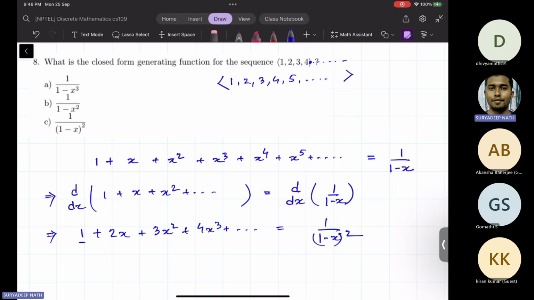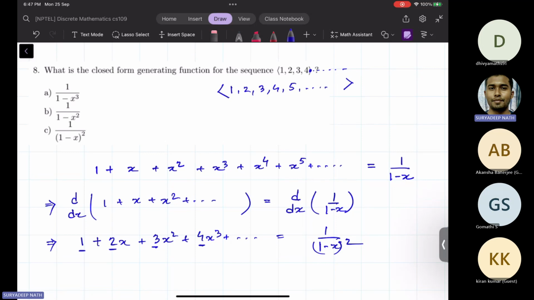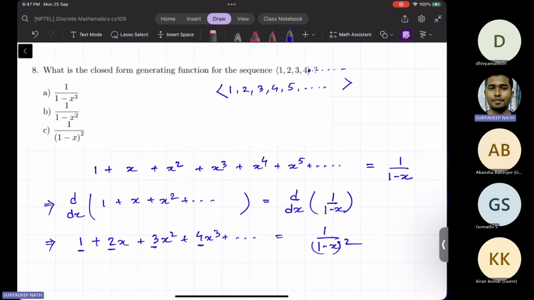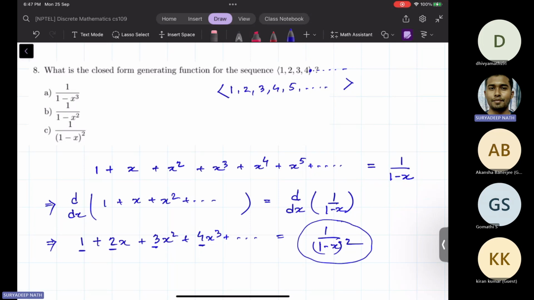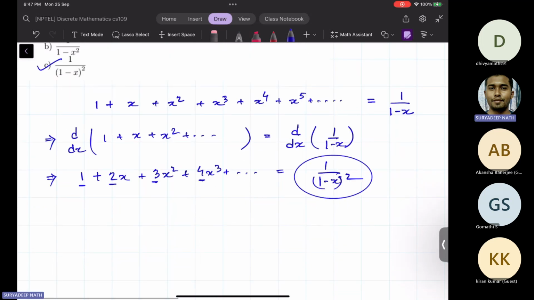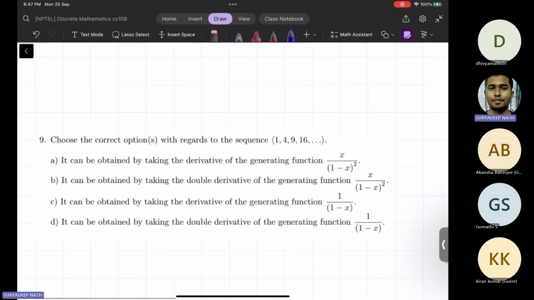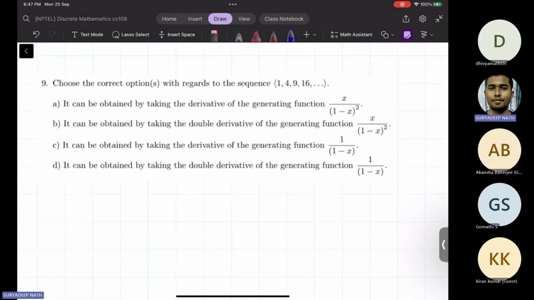And if you look at this sequence, you have 1, 2, 3, 4. So this is basically the sequence that we are looking for. So the right answer is 1/(1 − x)². Just taking the derivative of the simple sequence 1/(1 − x), we arrive at 1, 2, 3, 4. So option C is the right answer for this question.